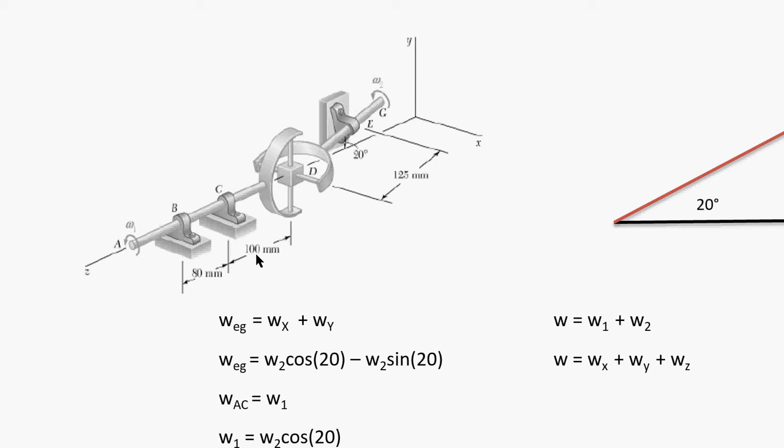Keep in mind the combined angular velocity of the shafts in here for the bar EG. We're going to have a rotation about the x-axis, and a rotation about the y-axis, excuse me, the z-axis. That would be the only thing to remember.